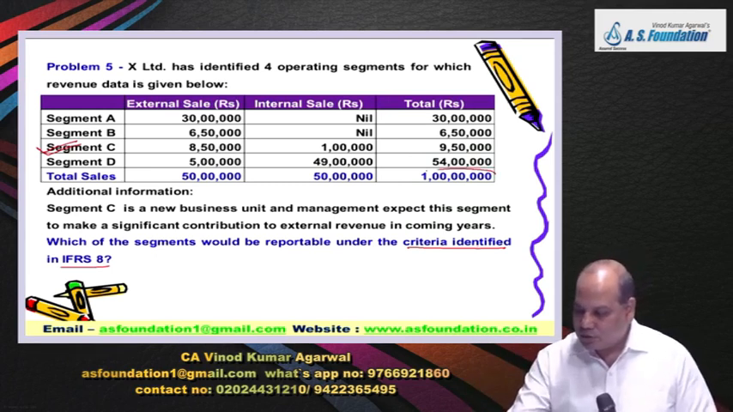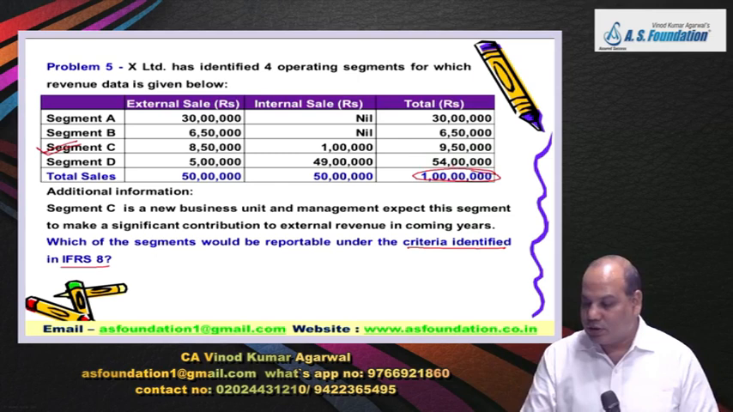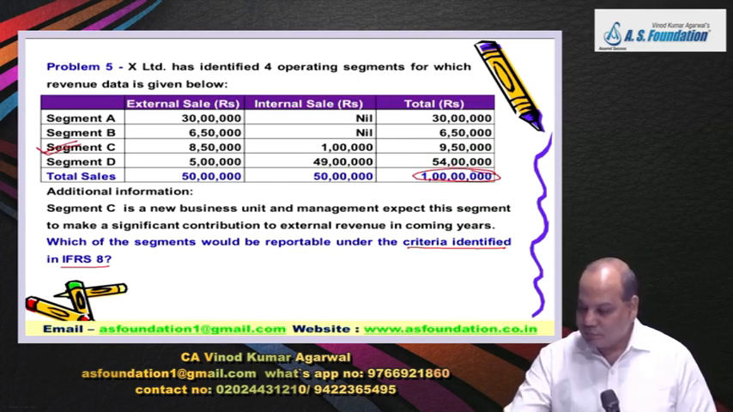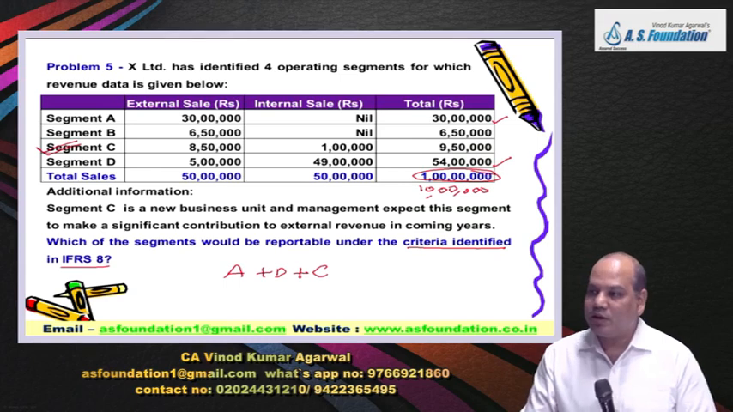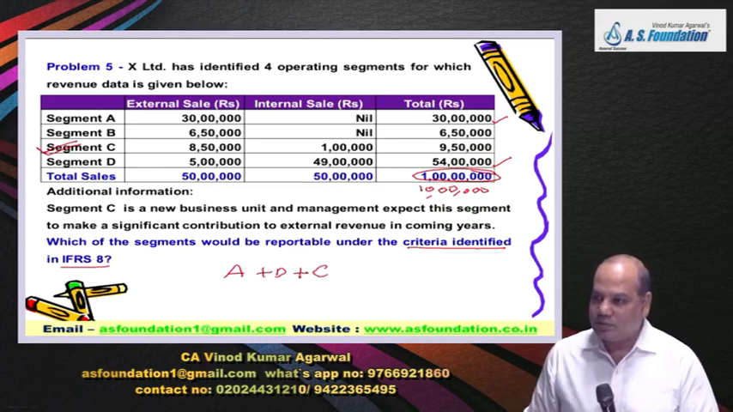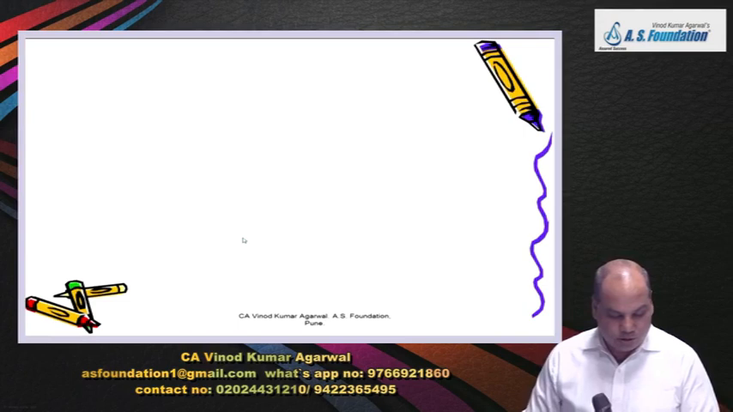What is my total sale, internal and external? 1 crore. Take 10%, 10 lakh. So A and D, A plus D. But management also wants to disclose C. So therefore we need to disclose segments A, C and D, and B will be shown as the other segment, others. See the answer in your book.